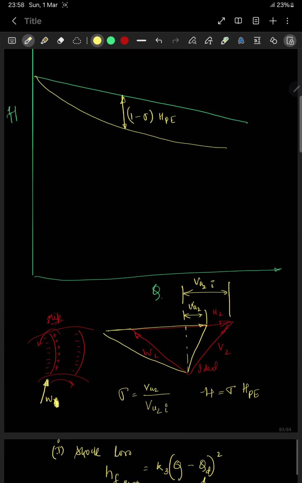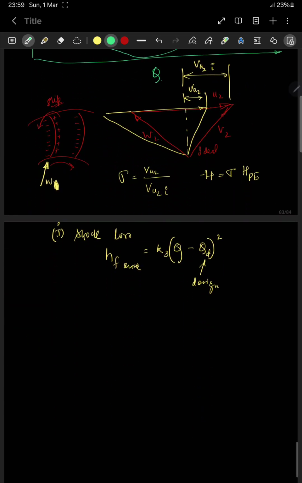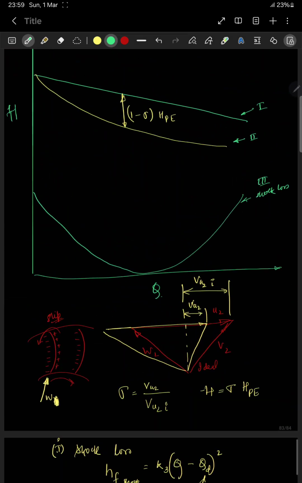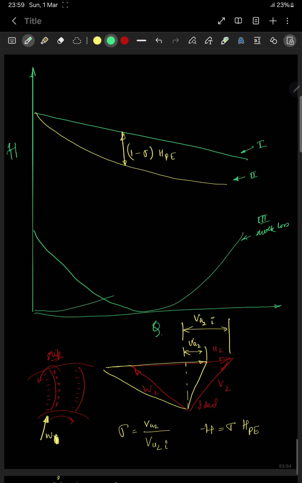So this is after slip, this is the ideal one, this is the shock loss. Now the frictional loss will be K4 Q square. This will be like this.